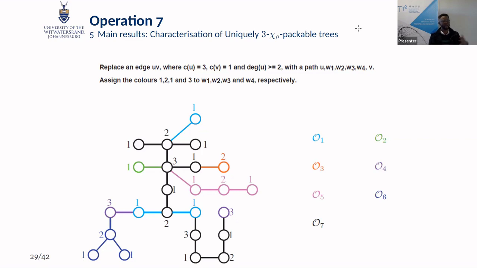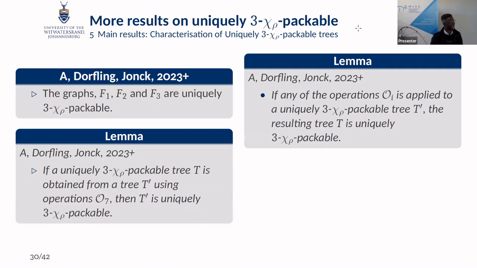So if you have these operations, either you apply them to F1, which is our basic one which we are using, or you apply them to F2, or you apply them to F3, you are still going to get a uniquely pre-chiral packable tree. So that's what we are saying here.